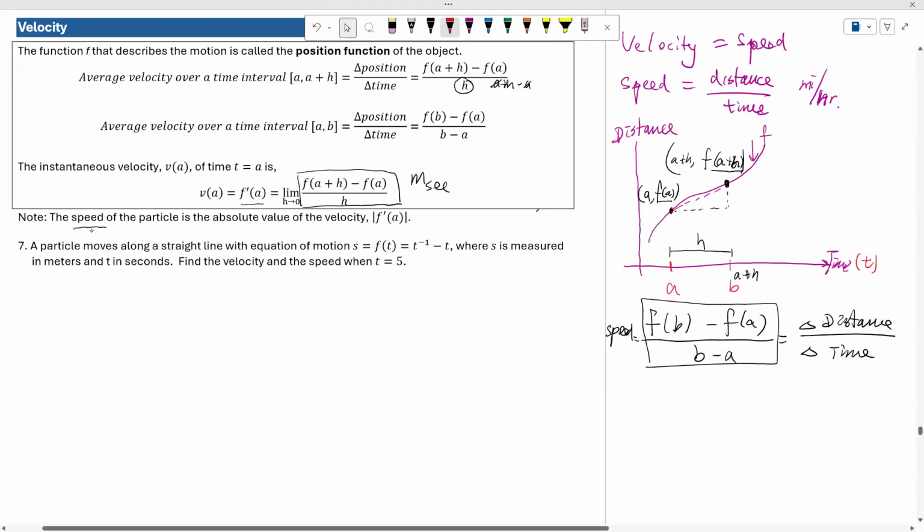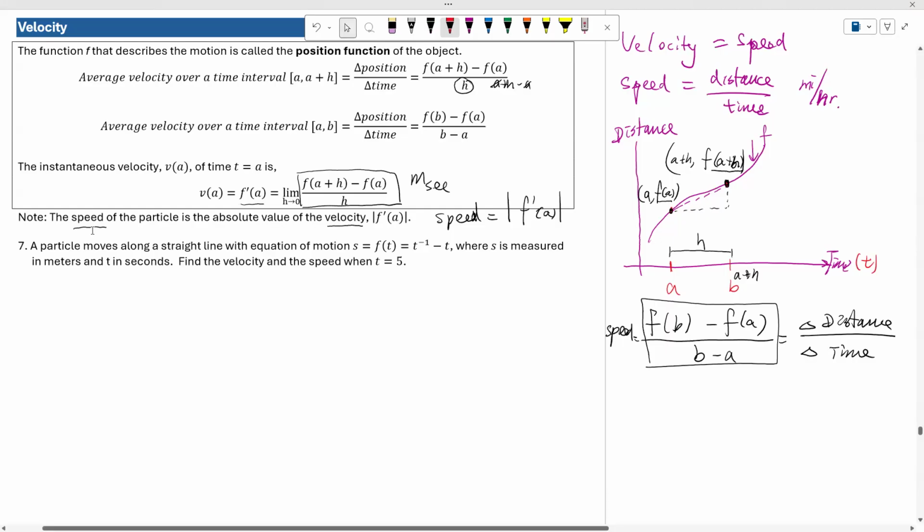And then one thing about this is if you find out the velocity, then basically speed is equal to the absolute value of f prime of a. Okay. This is how we find speed. Now let us work on this example.